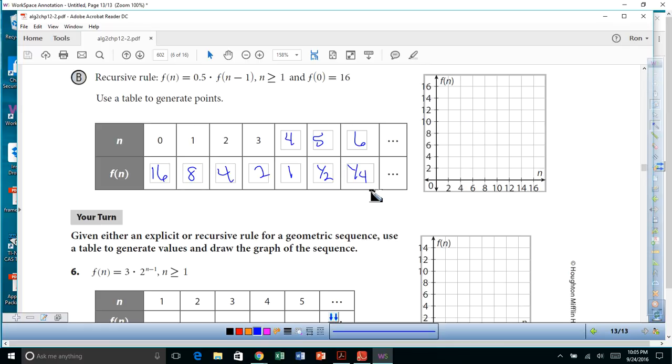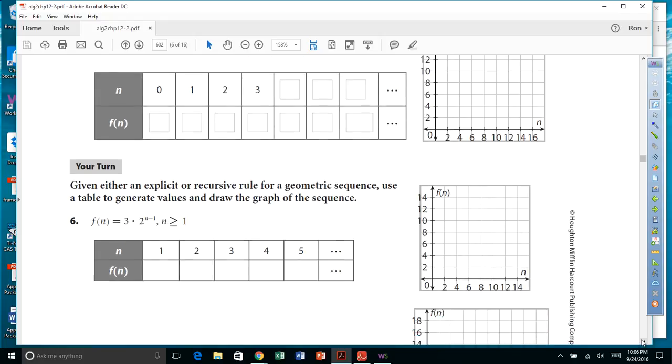So let's graph these. If 0 is 16, we'll put that right there. 1 is 8, and that would be right there. 2 is 4, 3 is 2, 4 is 1, 5 is 1/2, 6 is 1/4. And it'll get closer and closer to the x-axis, but we'll actually never touch it.